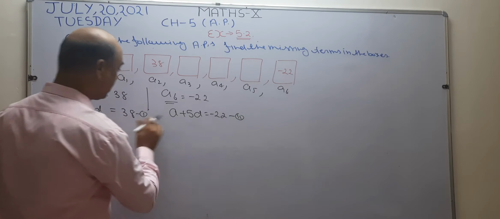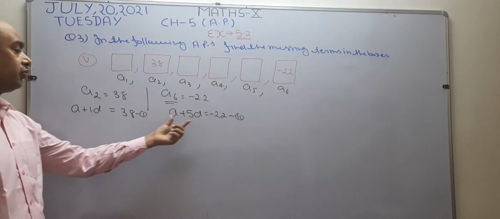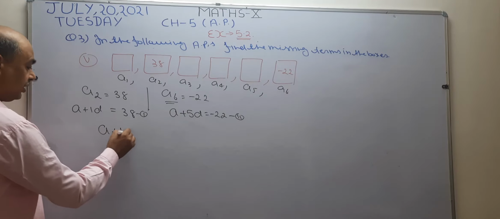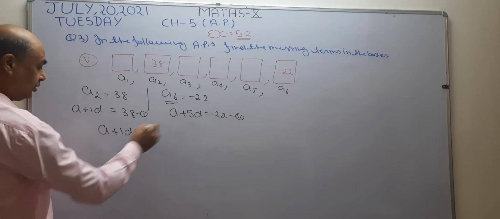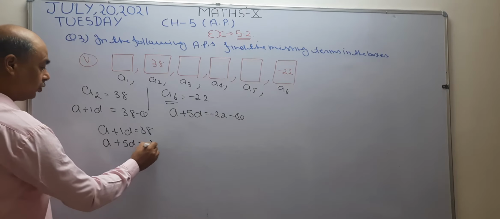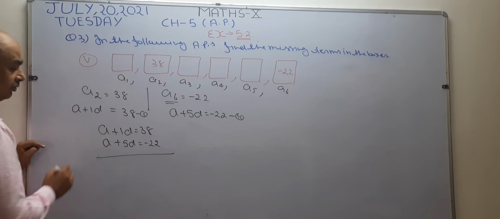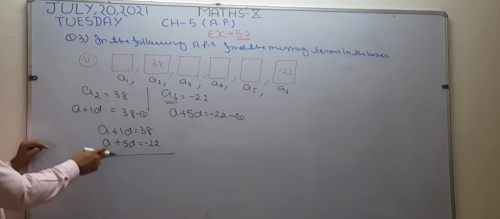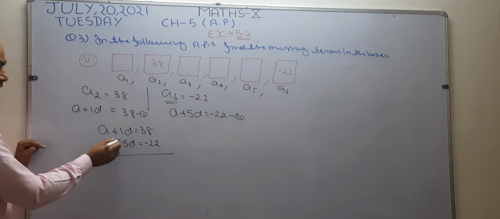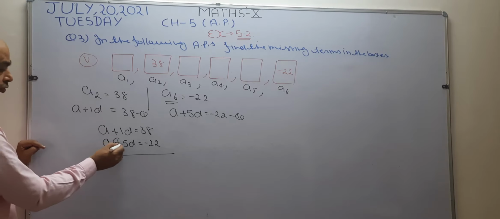Now 2 equations are there. I want to solve these 2 equations by using the elimination method, so that I get the values of A and D. So I write the first equation: A plus 1D equal to 38. The second equation is A plus 5D equal to minus 22. By using the elimination method, I want to subtract because both have the same sign. So I subtract: this positive sign becomes negative, this negative sign becomes positive.